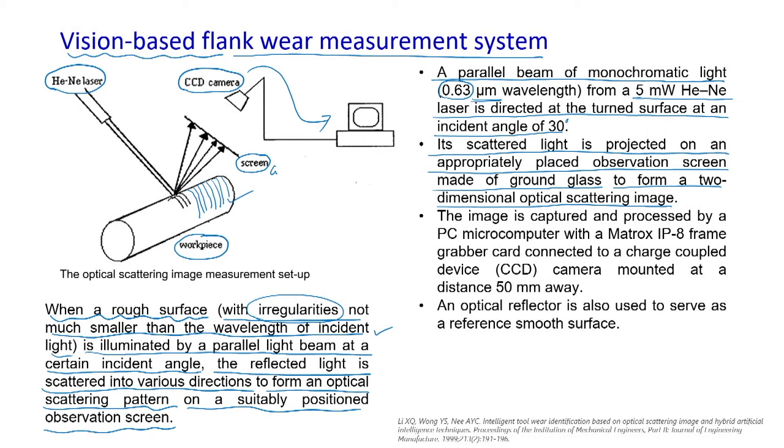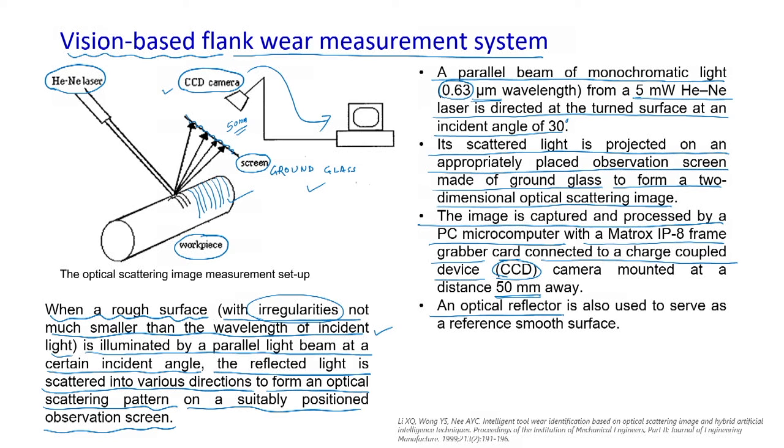So this is the ground glass. In this case, whatever scattering comes from the surface is taken on a ground glass screen, and then we are using a CCD camera. The image is captured and processed by a PC microcomputer with a Matrox IP8 frame grabber card, which is connected to a charge coupled device, that is a CCD camera. We are using a CCD camera to capture the image of the scattering pattern generated on this surface. The camera is mounted at a distance of 50 mm away from this screen.